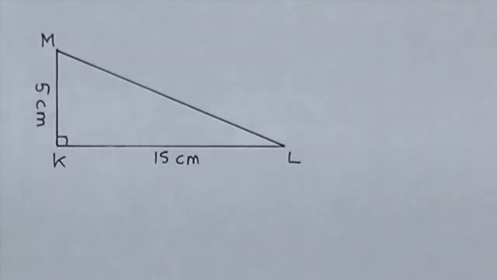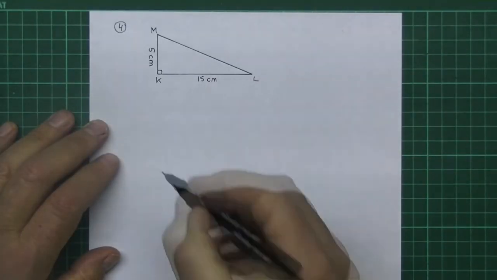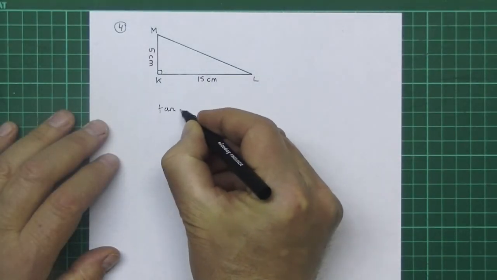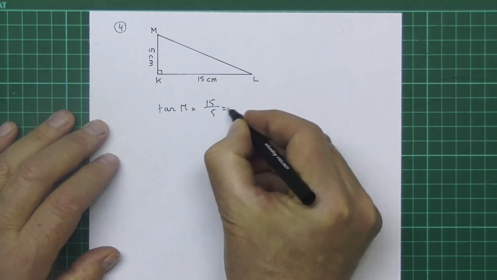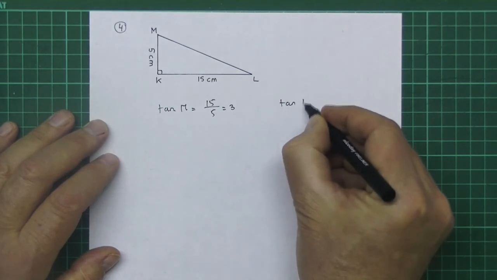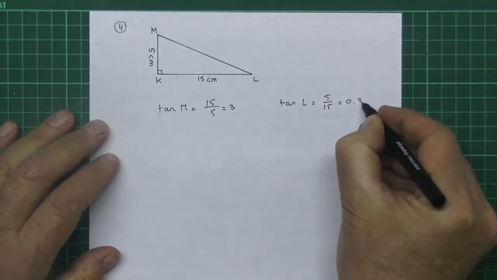Now a different style of question, because in this case no angle is given except for the right angle, but 2 sides are given. All right, which sides are given? Well, it's the right angle sides. So I can use the tangent of M or the tangent of L. The tangent of M is opposite over adjacent, is 15 over 5, is 3. And the tangent of L is 5 over 15, is 1/3 or 0.3 repeating.